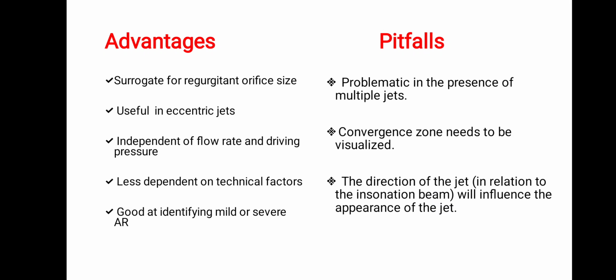Advantages: surrogate for regurgitating orifice size, useful in eccentric jets, independent of flow rate and driving pressure, less dependent on technical factors, good at identifying mild or severe AR. Pitfalls: problematic in the presence of multiple jets, convergence zone needs to be visualized. Direction of the jet in relation to the insonation beam will influence the appearance of the jet.